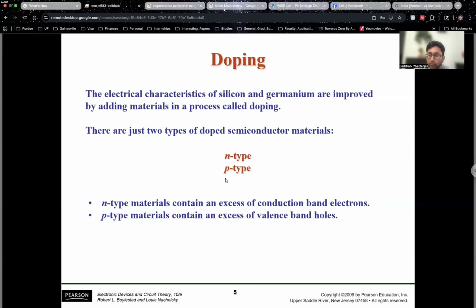But whenever you have multiple types of devices, multiple types of material together, you may create an absence of electrons, which are going to be called holes. Now, it might seem like a foreign concept here, but it's easier to think about in terms of electrons. So let's say for N-type, what we'll have is an excess of conduction band electrons.